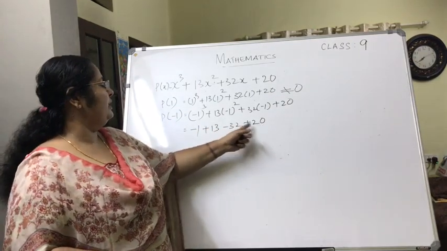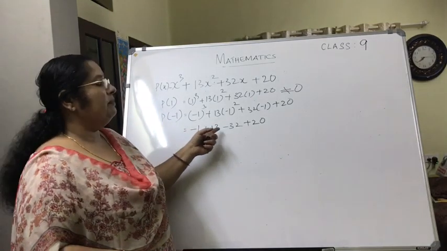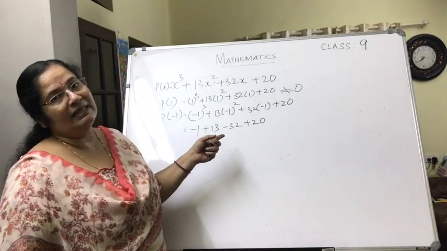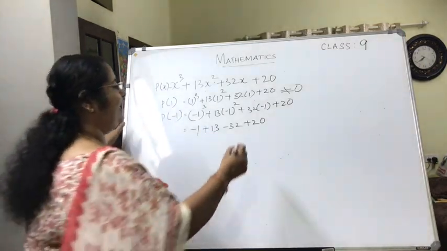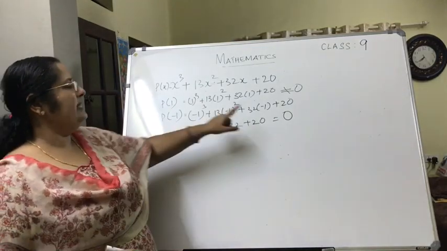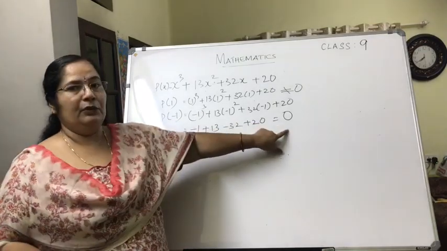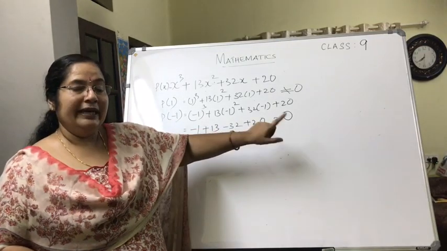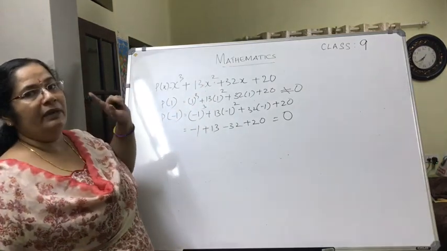So positive 20 plus 13 is 33. Negative quantities, minus 1 plus minus 32 is minus 33. So minus 33 plus 33, you will be getting it as 0. So P of minus 1 is 0. P of A is 0. So x minus A will be a factor of this polynomial.